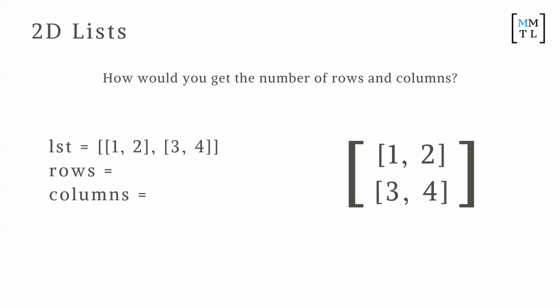Yes, exactly. Let me go through that again. The length of list 0, so this 0 is this, right? If we do the length of that, 1 and 2, it would again be 2, and we've now calculated the columns. That's how you get rows and columns: length of the list, and length of list 0. Now, would length of list 1 work as well? Yes, because you're simply getting the second list, 3, 4, and calculating its length, which is just another way to count columns.